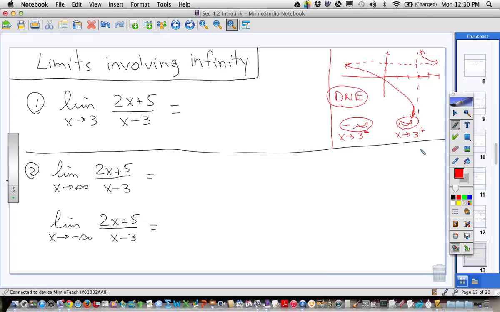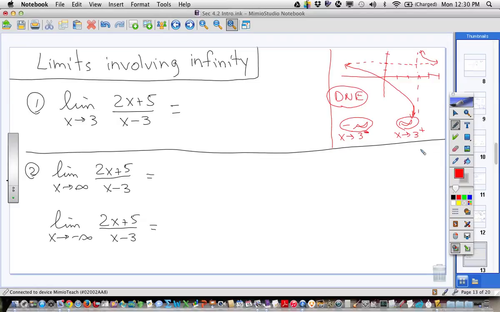So anytime we get a limit that does not exist, think about why it does not exist. It does not exist because the cars don't meet. Why don't they meet? Well, where's the one on the left going? Where's the one on the right going? We got to tell where they're going and show that they don't meet.